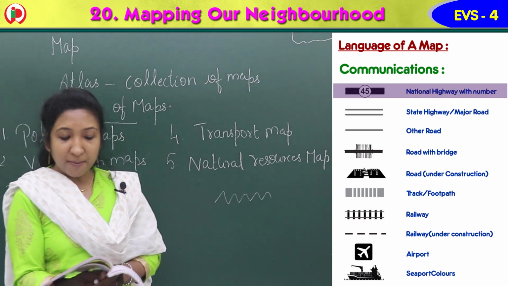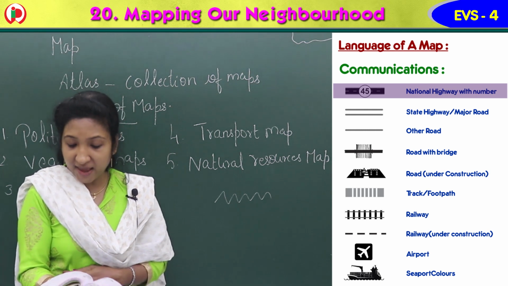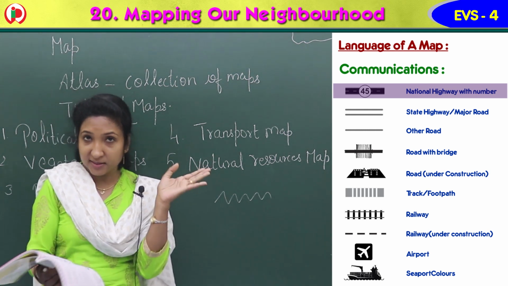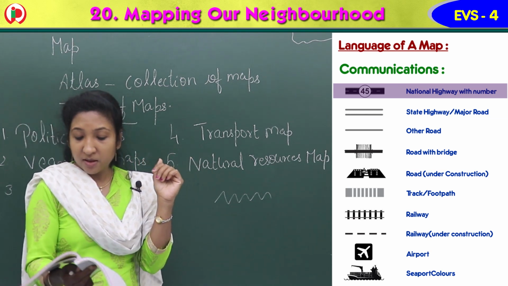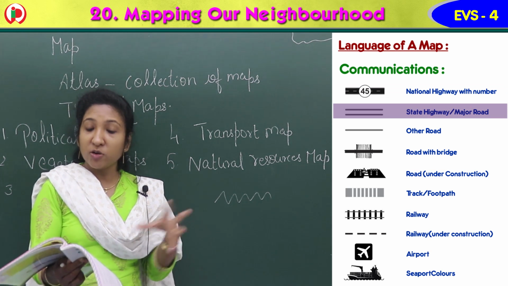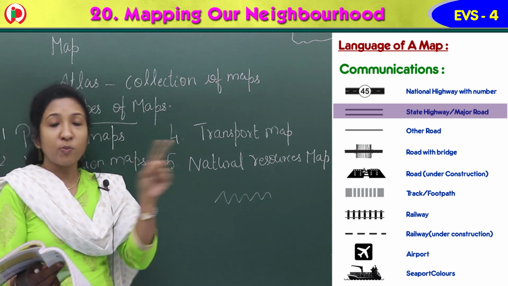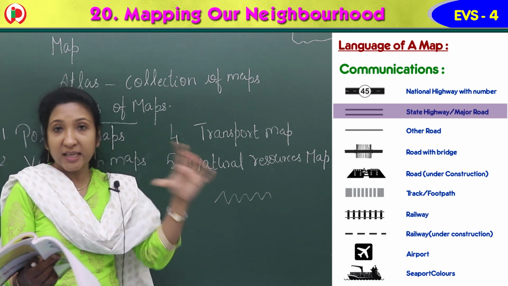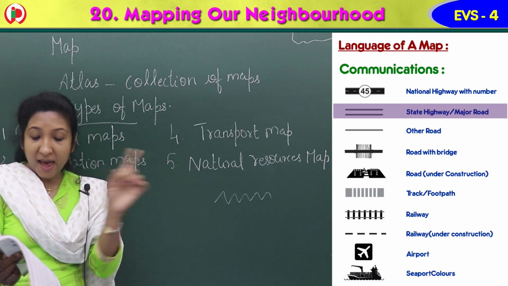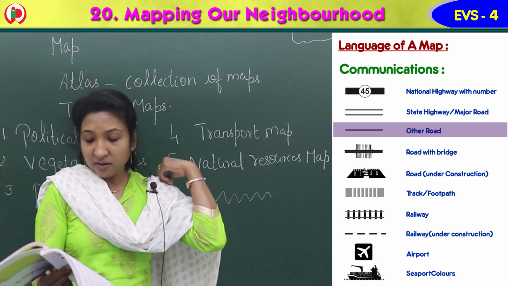National highway with number. If on the map they want to show a national highway with number, they will show it like this. This is the image of that. Now state highway, major road, if they want to show it, they draw 2 parallel lines, not as thick as the national highway. National highway has thicker lines. State highway, 2 parallel lines. Other road, simply road, means just a line.